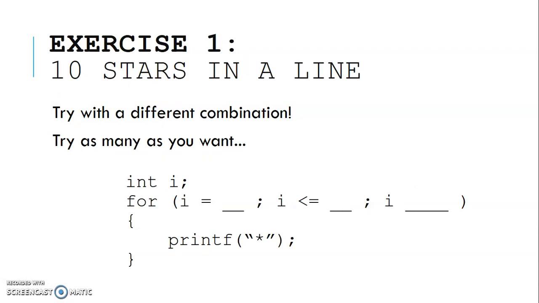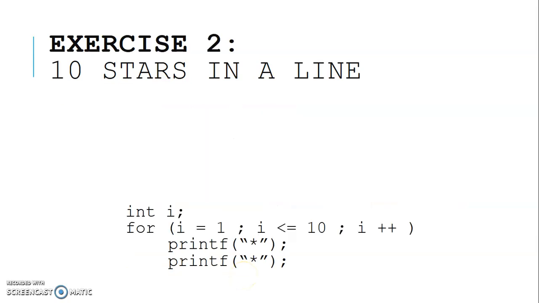You have to try to solve as many different combinations of those values to figure out different ways of getting the same result. So here is another slide where there is another exercise. As you can see, this exercise is also a repetition of the previous program, but this has 2 printf statements with single star each.